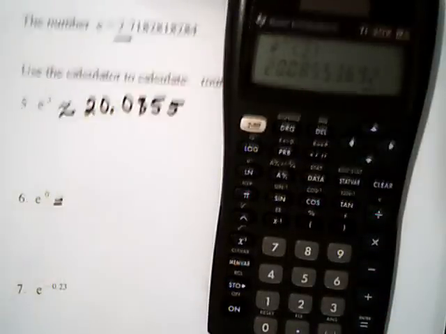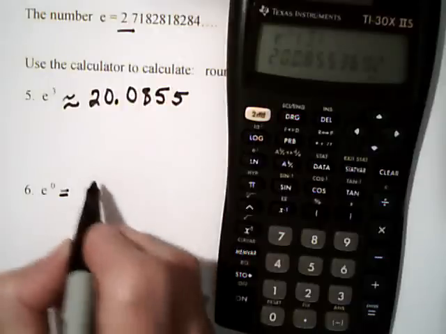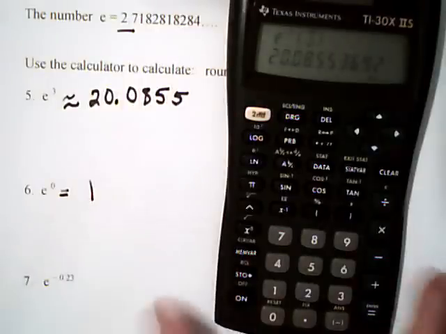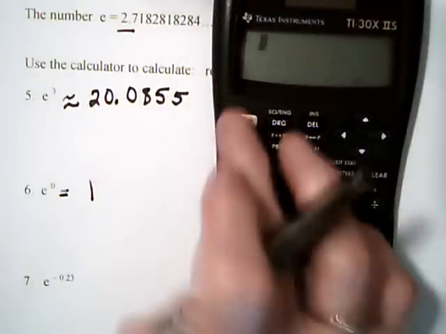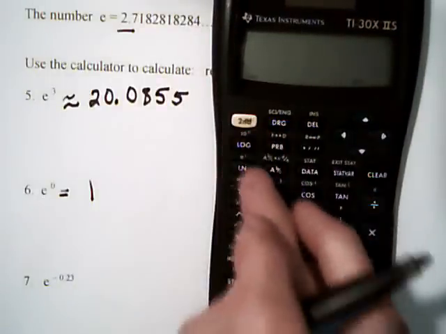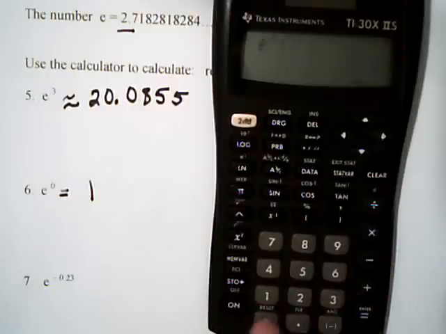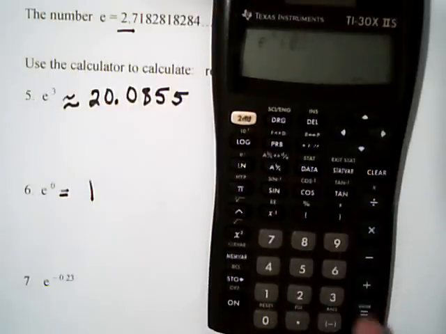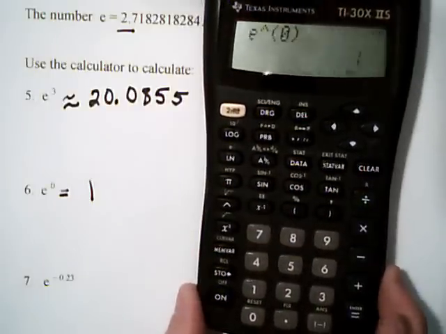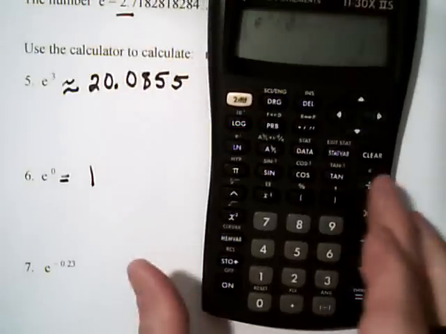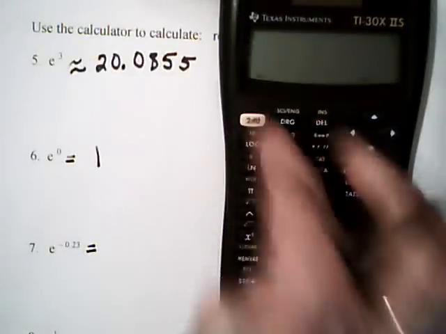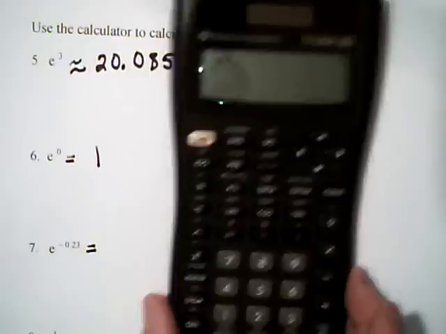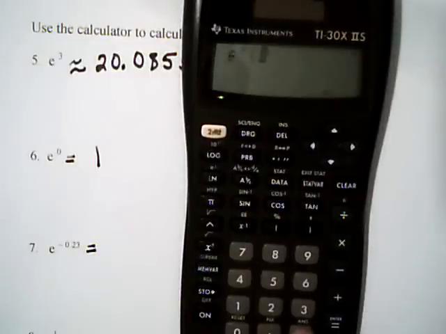Number 6, e to the 0. You may remember the rule that says anything to the 0 power is equal to 1. Now let's test that on our calculator. We put in second function, ln, I have e raised to the 0 power, close parentheses, equals, and I do get a 1.